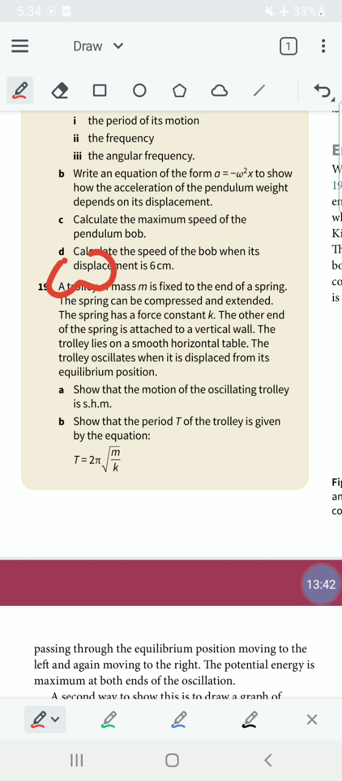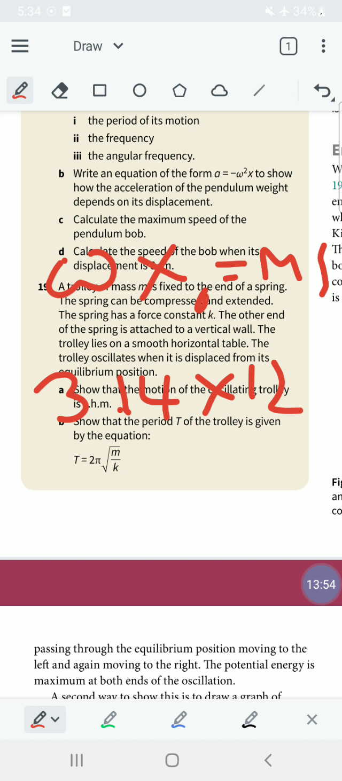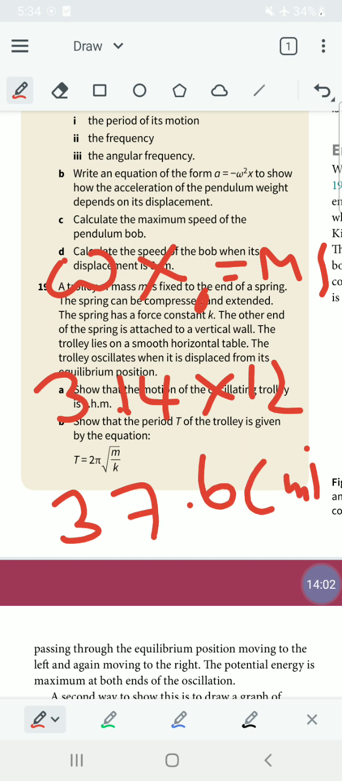Omega xo, I hope you can remember this equation. This is the equation for maximum speed. Then you get 3.14 into 12, the displacement, that is the amplitude, that will be 37.6 centimeters per second.